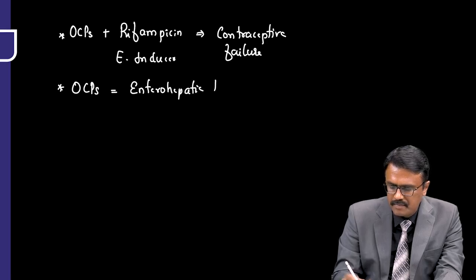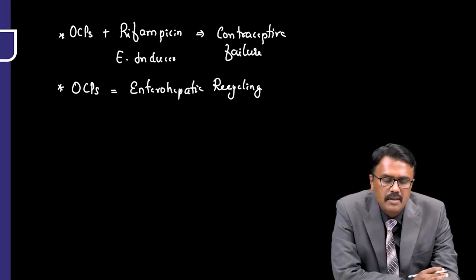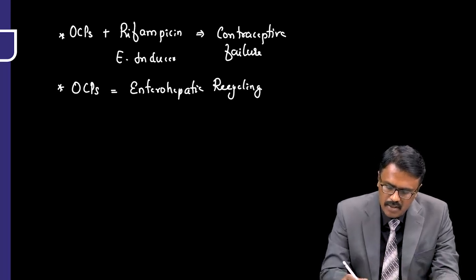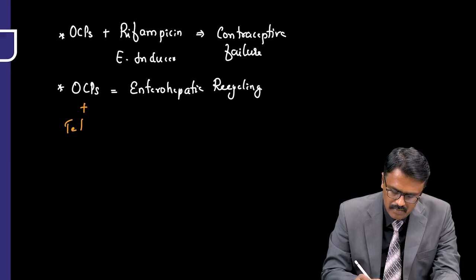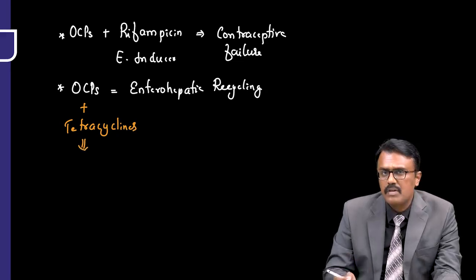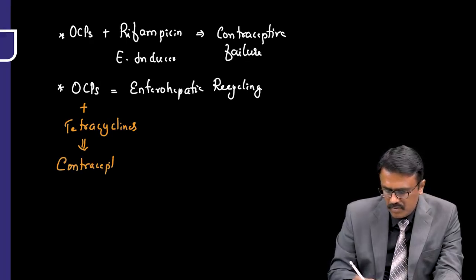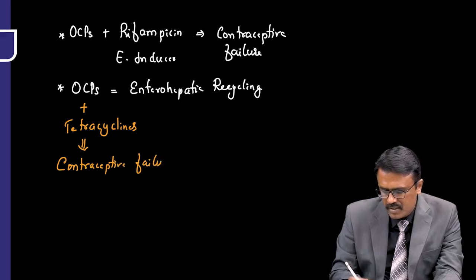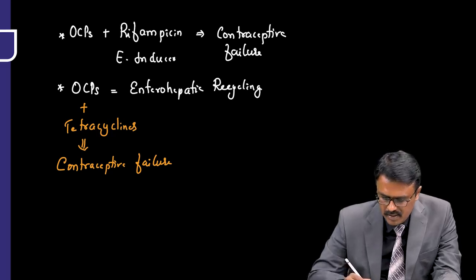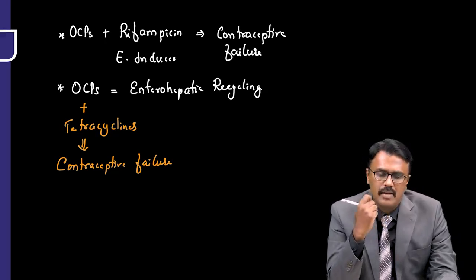Another important aspect about OCPs is that they undergo enterohepatic recycling. So one more pharmacokinetic correlation we have is that they undergo enterohepatic recycling, which makes the drug longer acting. But when you combine OCPs with broad spectrum antimicrobials like tetracyclines, what happens? Again, they interfere with the enterohepatic recycling, and that will also lead to contraceptive failure. And we have discussed this in pharmacokinetics. Tetracyclines interfere with enterohepatic recycling, and OCPs become shorter acting. So these are the things you have to keep in mind.